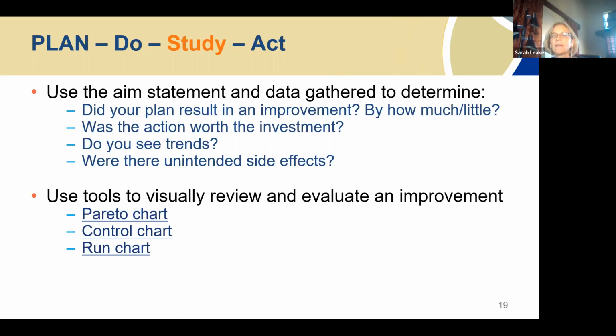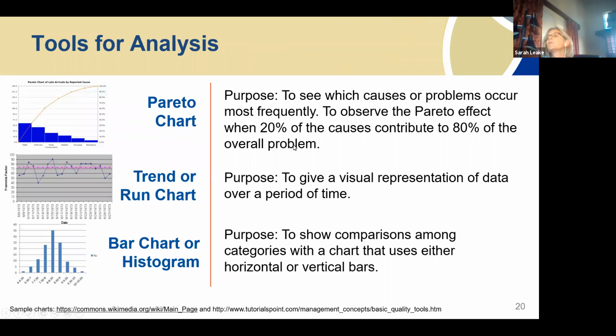So some tools that can be used to visually review and evaluate improvement are listed here: the Pareto chart, control chart, and a run chart. We've given a visual of each of those charts, and a Pareto chart would be used to see which causes or problems occur most frequently. You observe the Pareto effect when you see the 80-20 rule, when 20% of the causes contribute to 80% of your overall problem. So sometimes when you fix that one problem, it will immensely improve the issue that you're having.